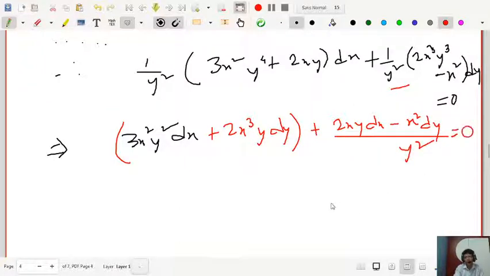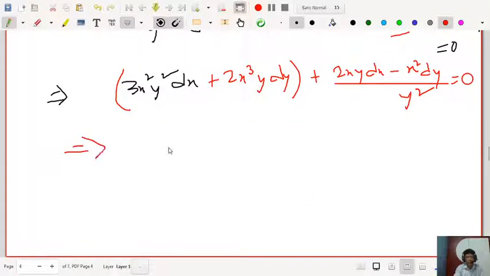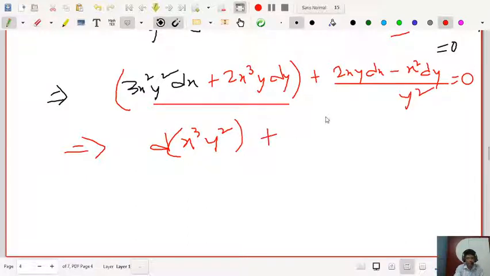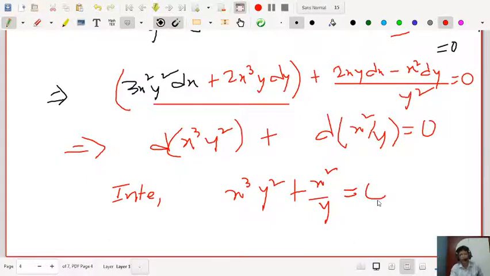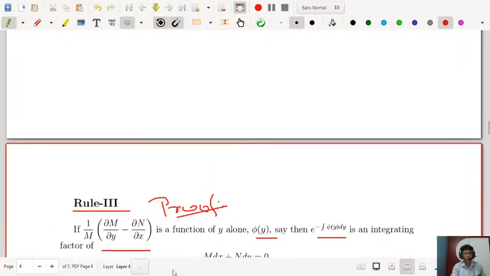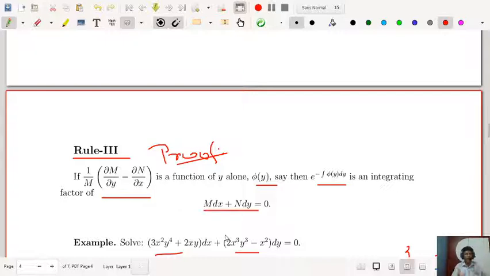Now you look at that, you have learned how to write this. You can write this as a total differential, that is d of u, equal to d of x cube y square, and the second one will be d of x square by y. You can easily check that one. So if you integrate, you will get x cube y square plus x square by y equal to c. So that is how you will apply rule 3. Rule 2 and rule 3 are very similar.